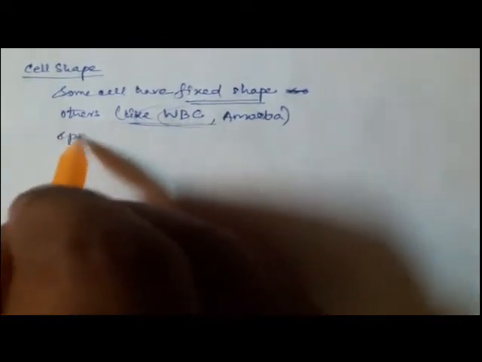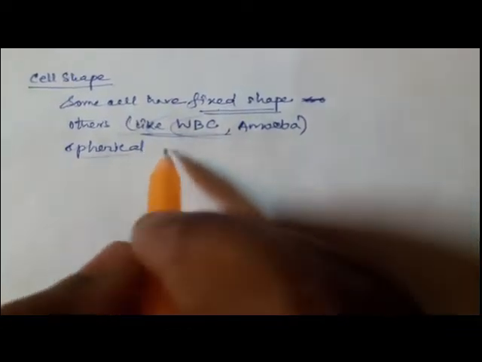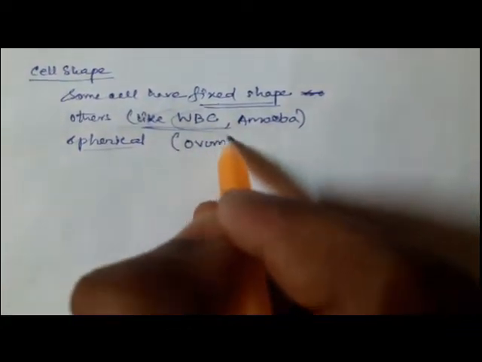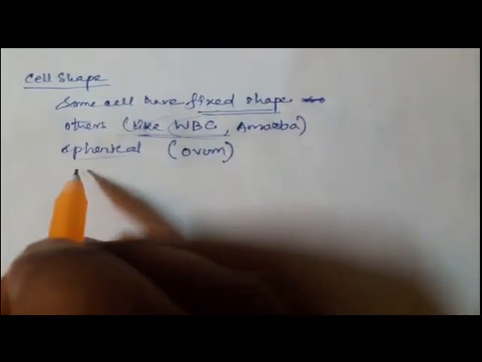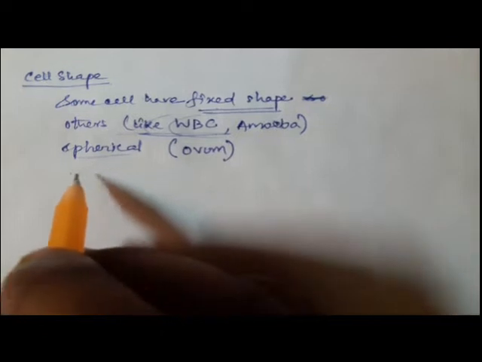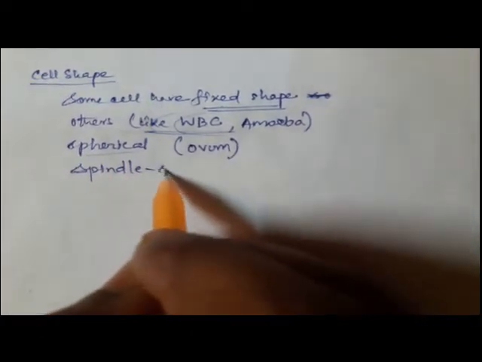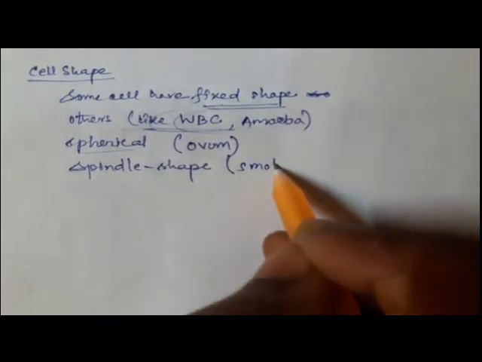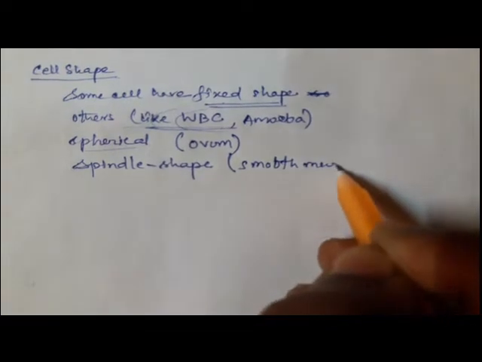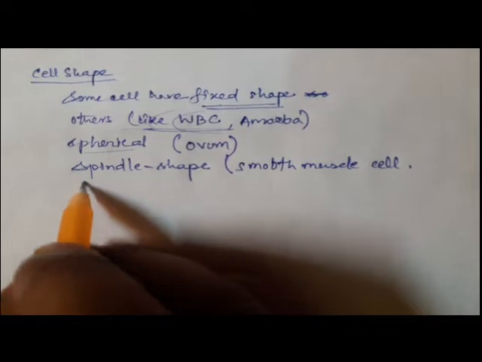It can be spherical also. The cells can appear in the shape of a sphere in case of ovum. If we are talking of some muscle cells, then they are seen actually in spindle shape also. Spindle shape, like in case of smooth muscle cells, right.